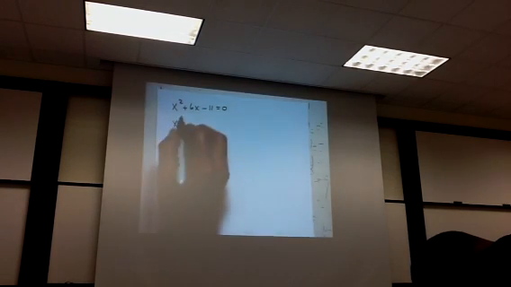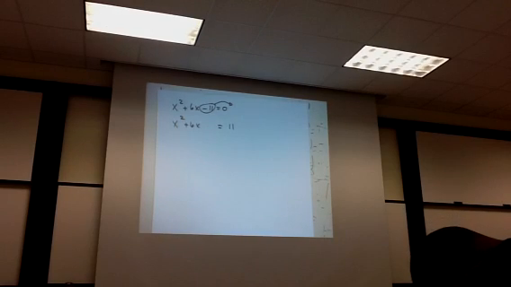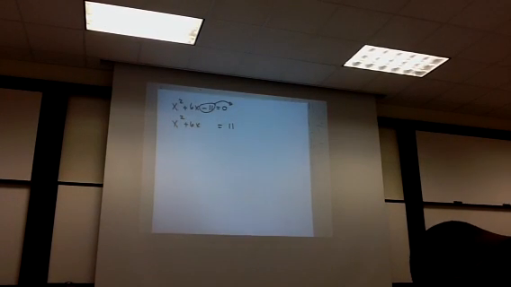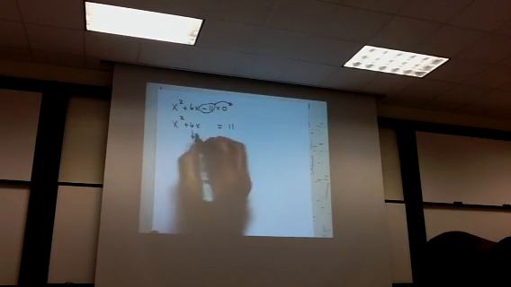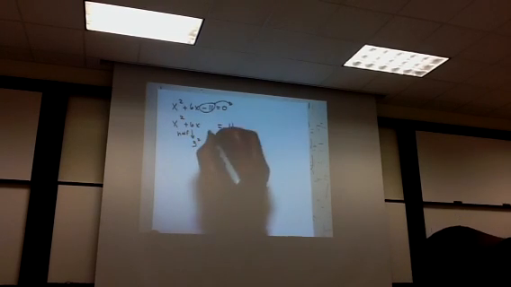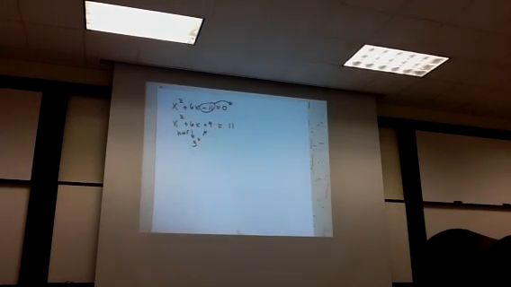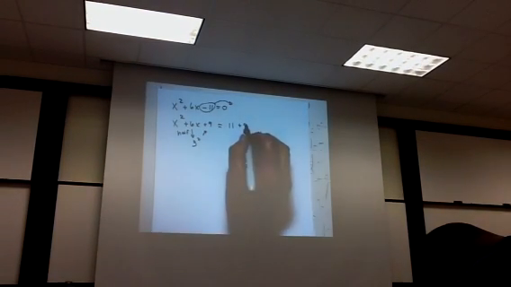Step 1, all x stuff on one side. Okay? Step 2, complete the square. What am I going to do? Okay. Square it. Thank you. Add 9 to the other side as well.